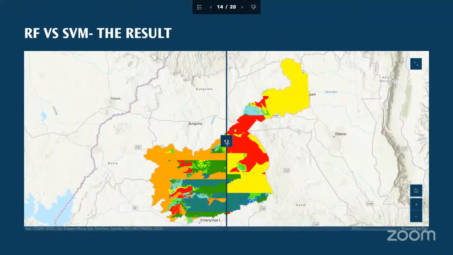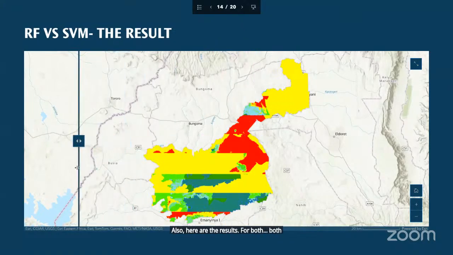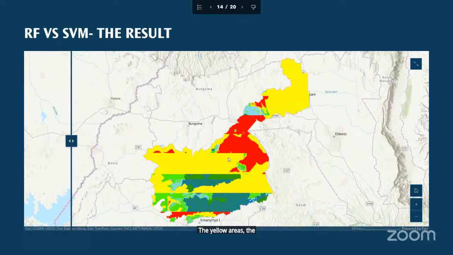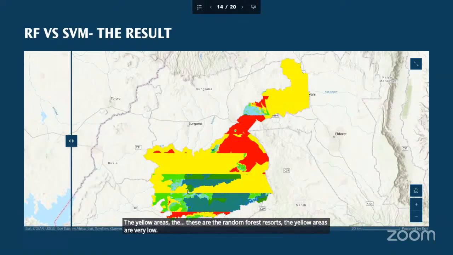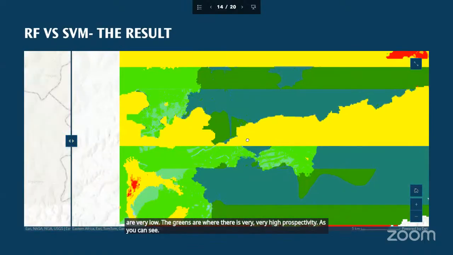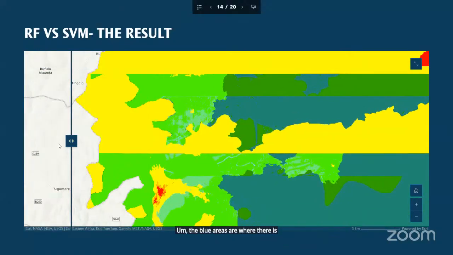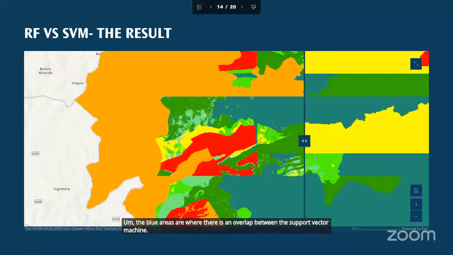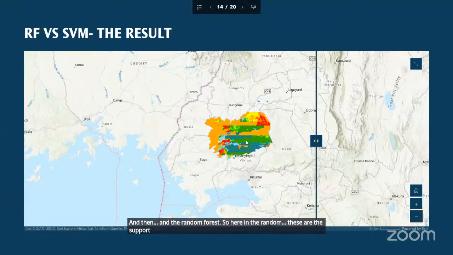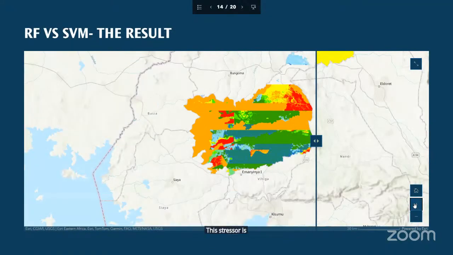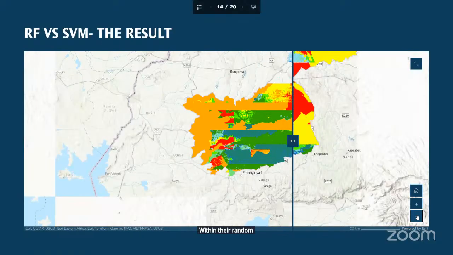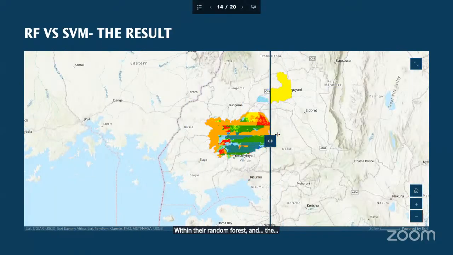Also, here are the results. This is the random forest results. The yellow areas are very low. The greens are where there is very, very high prospectivity. As you can see, the blue areas are where there is an overlap between the support vector machine and the random forest. So here, these are the support vector machine results. This raster is the support vector machine result, and you can see the difference between the two, between the random forest and the support vector machine.